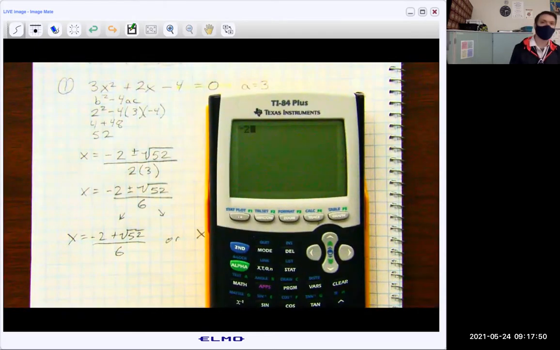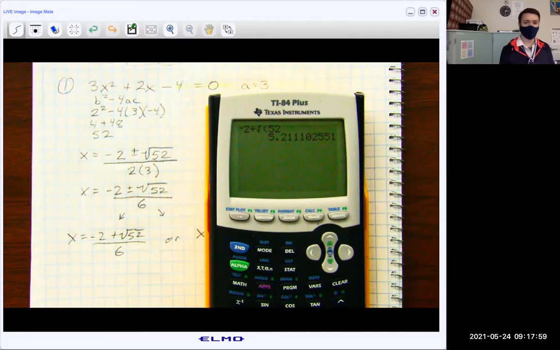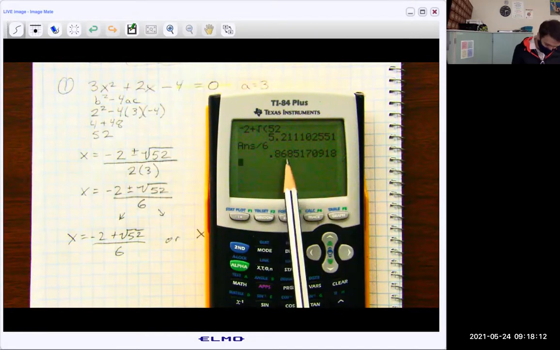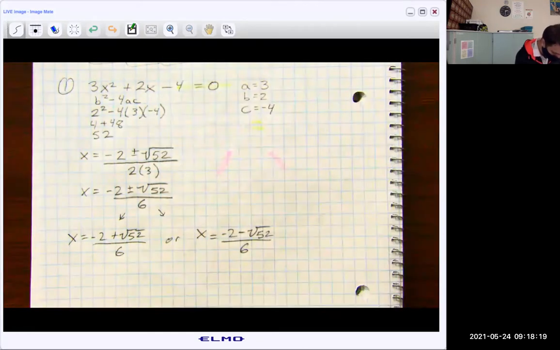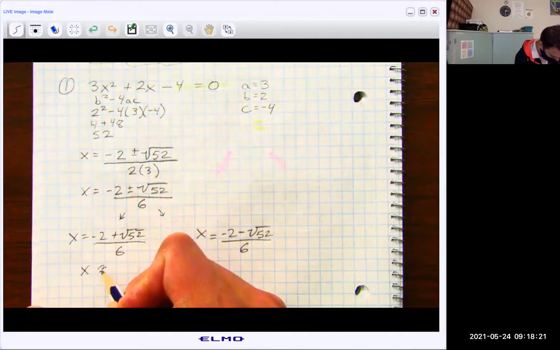So -2 plus the square root of 52. I find out what that is. It's almost always some bad looking decimal. Okay, thanks, calculator, thanks for letting me know. And then we have to divide by 6. Okay, so rounding to the nearest hundredth, that's about, let's see, the 6 will go up to a 7, well, the next digit's an 8. So this is going to be 0.87. x is about 0.87.